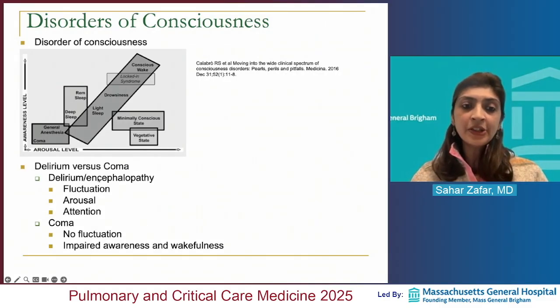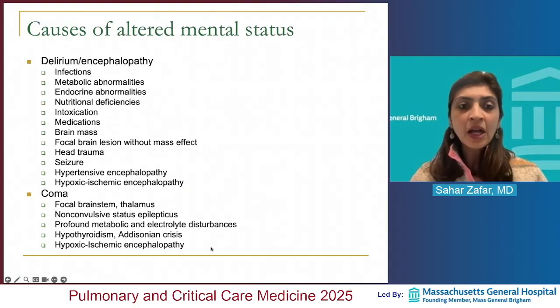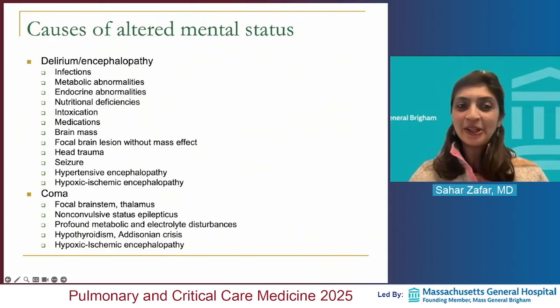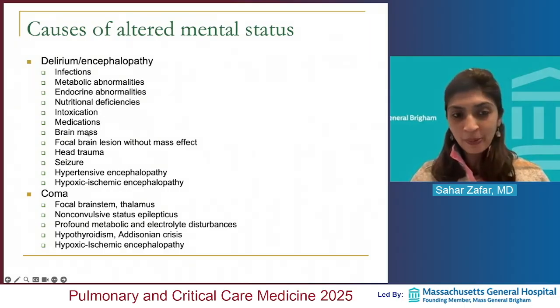And so, delirium versus coma. The key feature of delirium or encephalopathy is that it generally fluctuates. There's impairment in arousal and attention, whereas in coma, there's usually no fluctuation, and there's impaired awareness as well as wakefulness in these patients. And so the list of etiologies is exhaustive. I'm not going to go through this, but it ranges from infectious and metabolic derangements to structural abnormalities.